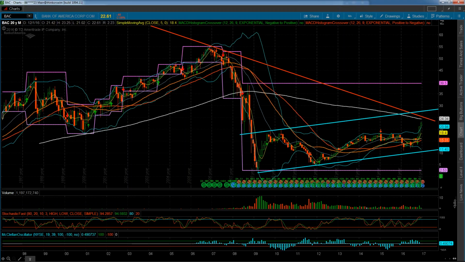Can it move $2? Yes. Can it move $4 when it's a $20 stock? Nope, unless something major happens. A 20% move on a $20 stock, that's a $4 move, right? It's just not going to happen, especially in a widely distributed stock with a huge float like Bank of America.